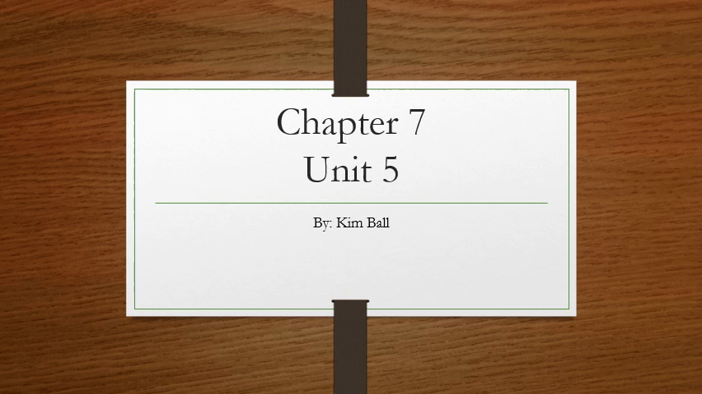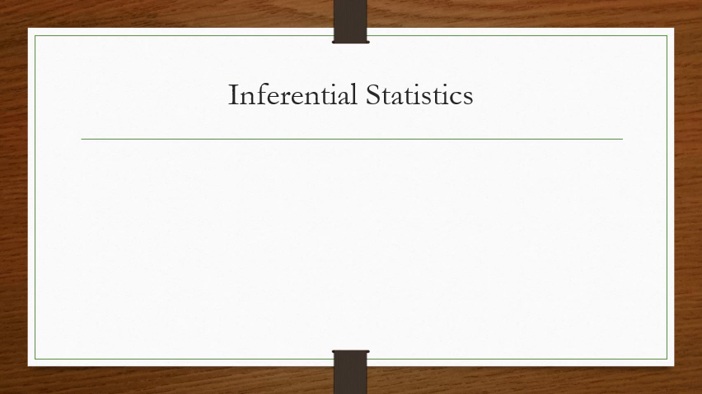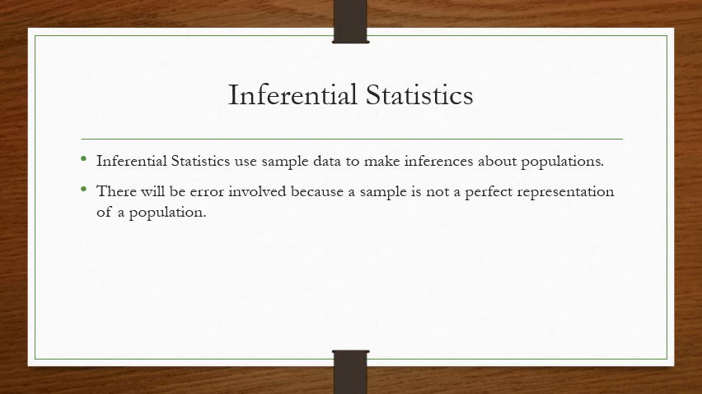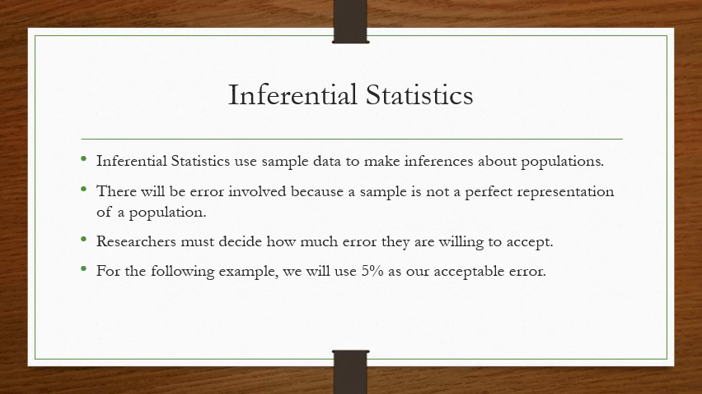Chapter 7, Unit 5. Let's talk about inferential statistics. Inferential statistics use sample data to make inferences about a population. There will be error involved because a sample, again, is not a perfect representation of a population. Researchers must decide how much error they are willing to accept. For the following example, we're going to use 5% as our acceptable error rate.